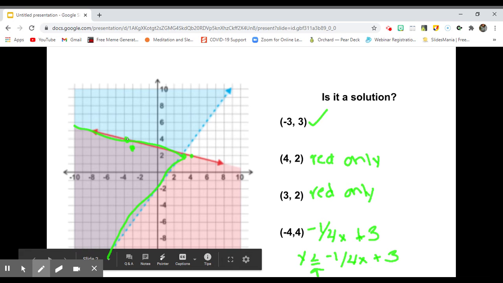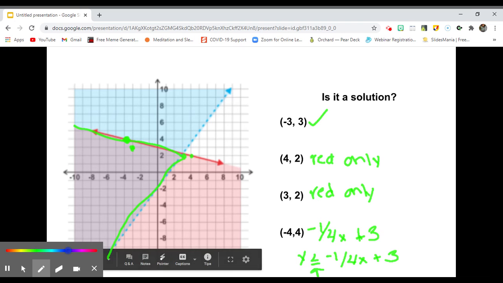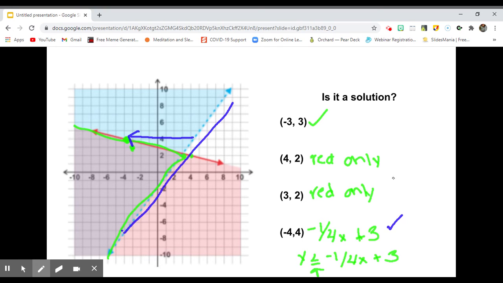Okay, so it is a solution to that particular equation because it was or equal to, and it is a solution to the system because it's in that shaded section there. And also, if you look, it's in the blue, because everything above this blue line is a solution to the blue equation, and that point is above the blue line. So this one is a solution to both of them. That is how you figure out if it is a solution to the systems of inequalities on a graph.